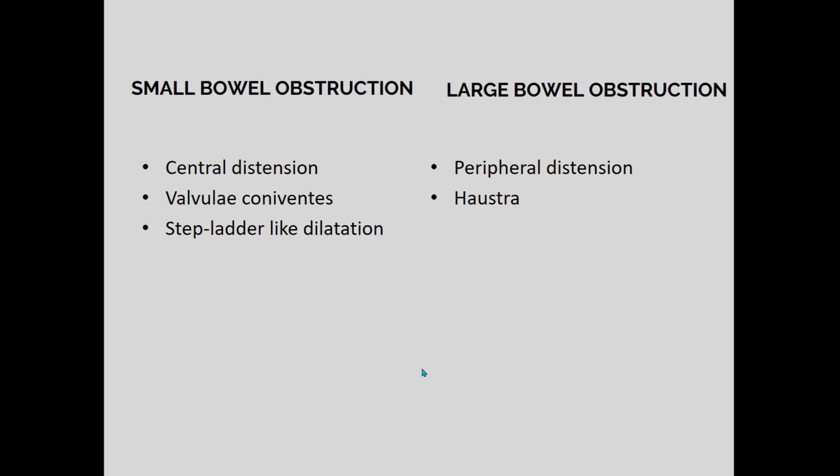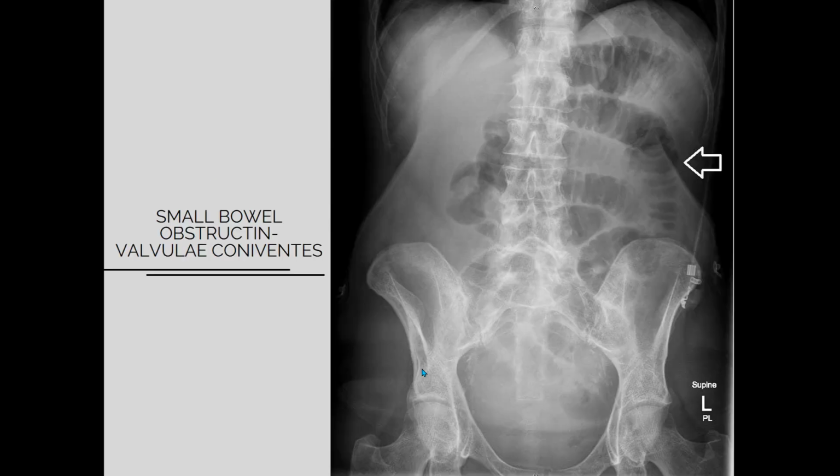While in large bowel obstruction, this is usually peripheral dilatation. People usually call it picture frame dilatation, okay, because this is on the peripheral sides. Other very distinguishing feature for the large bowel obstruction is the presence of haustra, okay. So we will see in the next slides, okay.